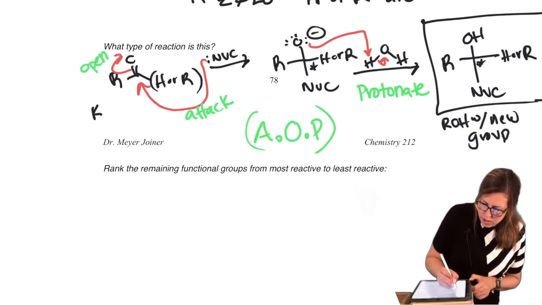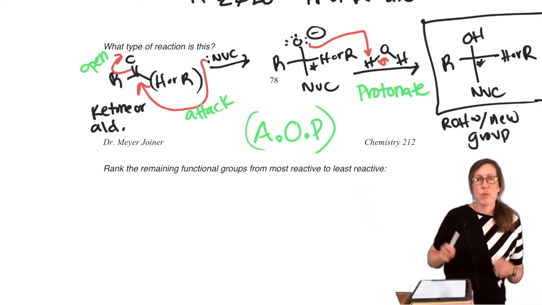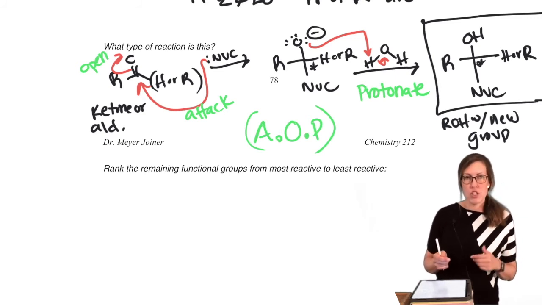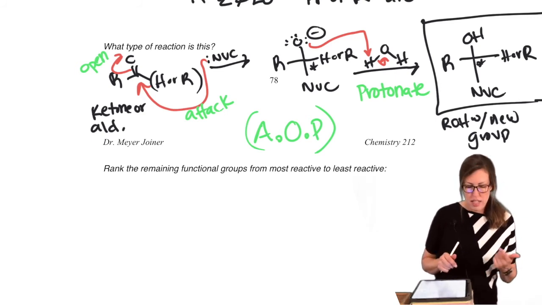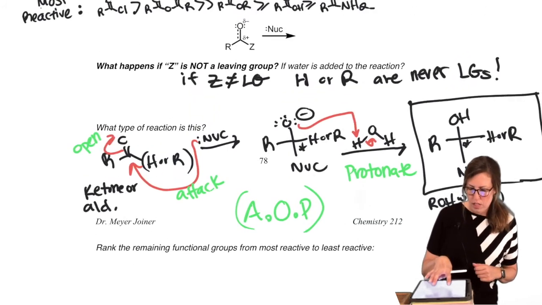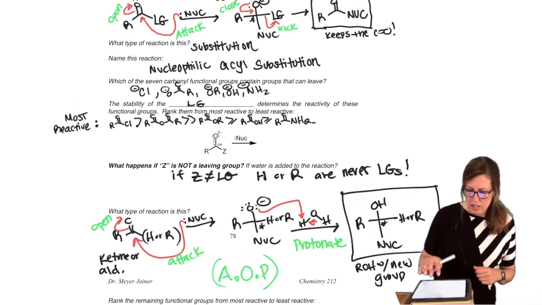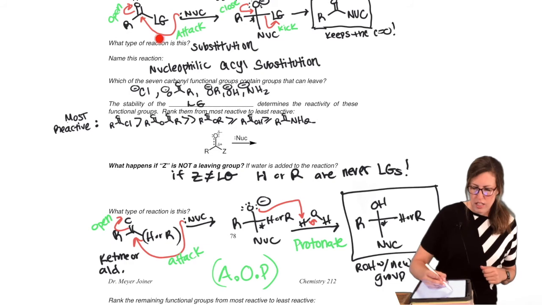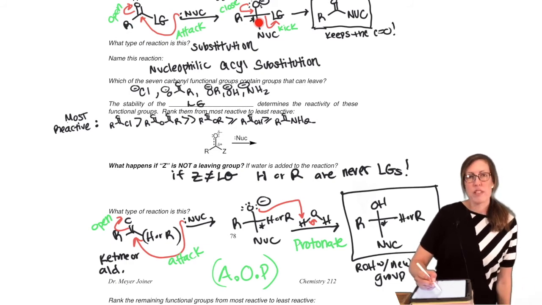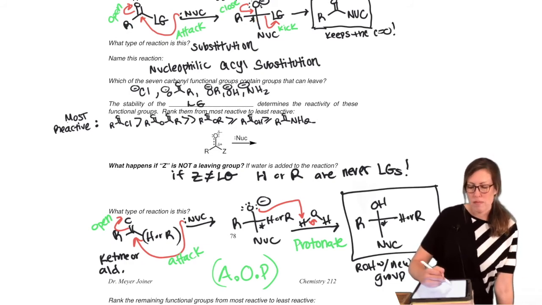This starts as a ketone or aldehyde, and we end with an alcohol that has a new group. That came from the attack open protonate mechanism. Looking back here, compare that to the attack open close kick. Attack open, this is where we stop. These are the steps the same. We stop at this tetrahedral intermediate and say, ooh, is that a leaving group? If your answer is yes, you do close kick.